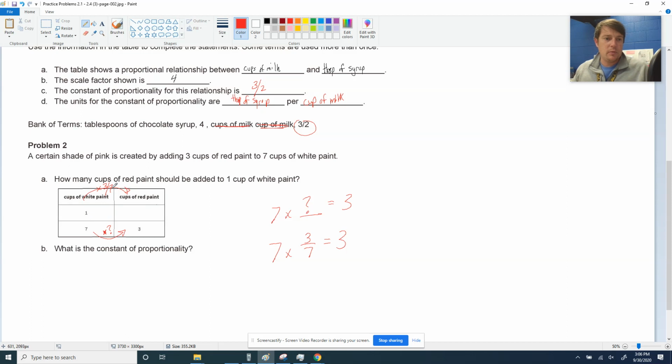Now, 1 times 3 over 7 is just itself. So that's easy enough. And 3 over 7 is also your constant of proportionality because it's the number that multiplies you across the table. Yes, you can get fractions for constants of proportionality. And I wouldn't recommend putting this in decimal form because it's long and it is going on forever. So write it as a fraction. It's so much easier to do it that way.